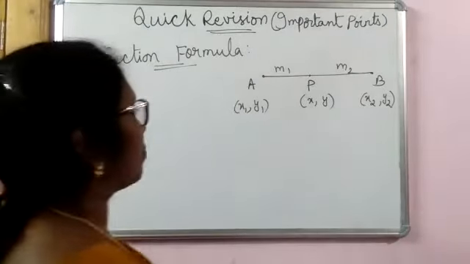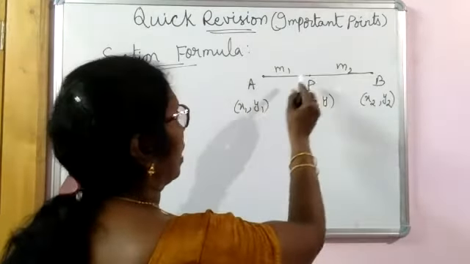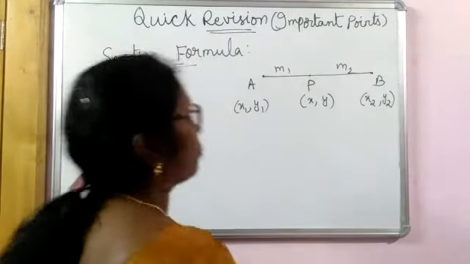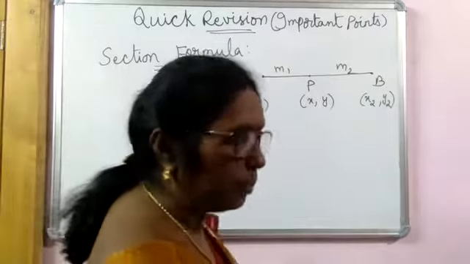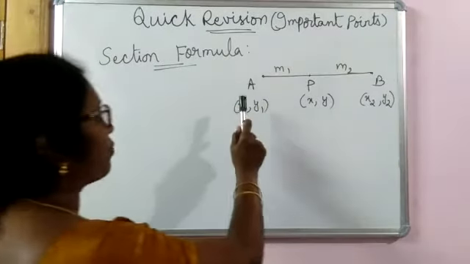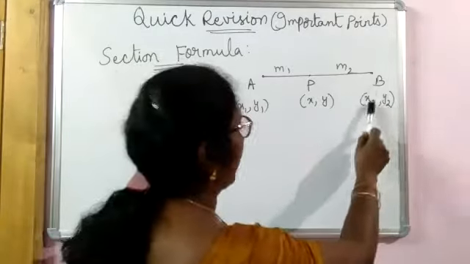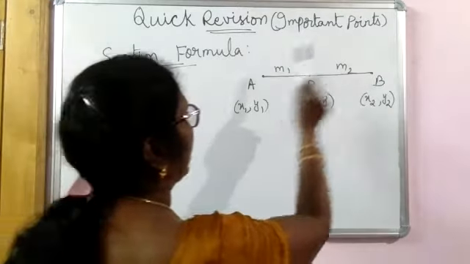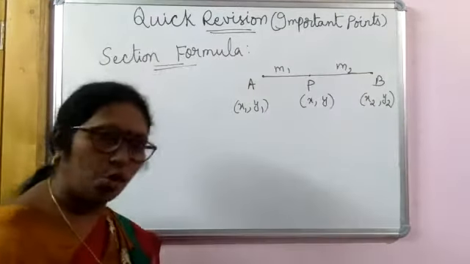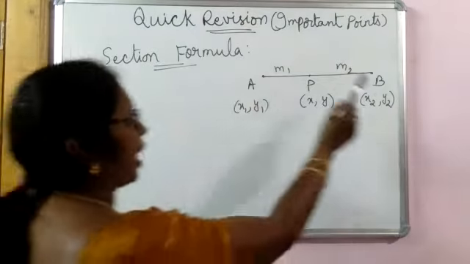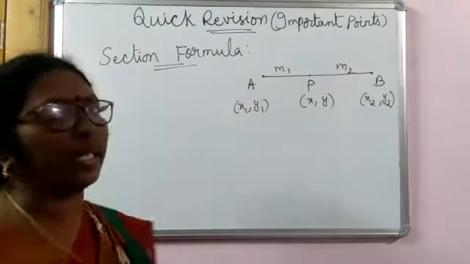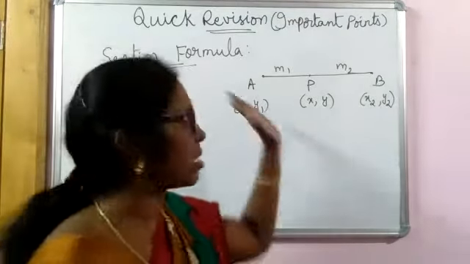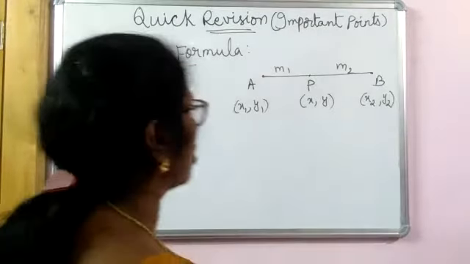What is section formula? Suppose point P divides the line joining A and B in the ratio m1 is to m2. Let me take the coordinates of A as x1, y1, and coordinates of B as x2, y2. If this point P is dividing AB in the ratio m1 is to m2, and if you know the coordinates of A and B, how to find the coordinates of P? That is, the coordinates of the point which divides the line segment joining the points.